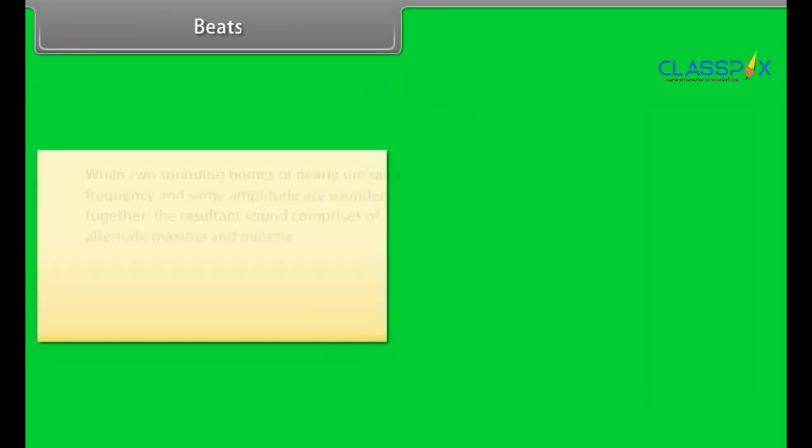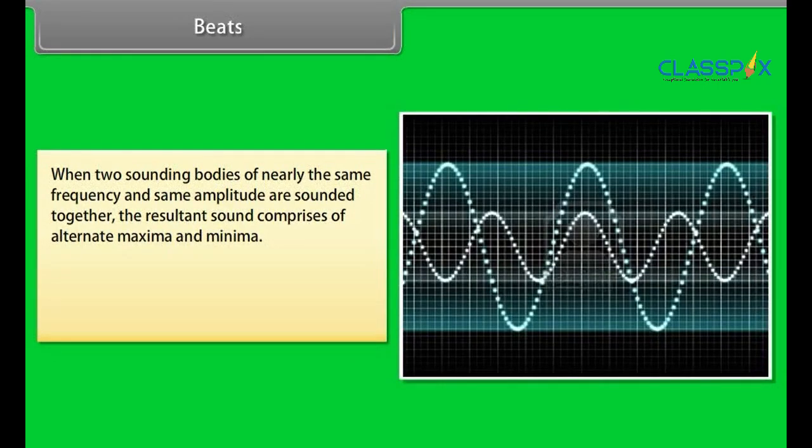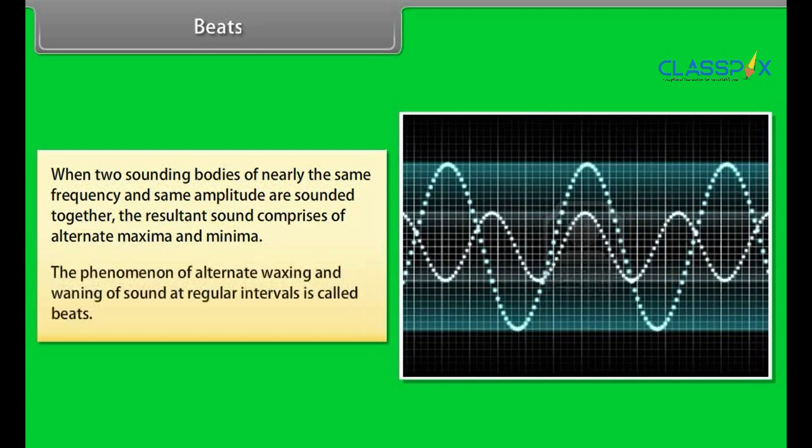Beats. When two sounding bodies of nearly the same frequency and same amplitude are sounded together, the resultant sound comprises alternate maxima and minima. The phenomenon of alternate waxing and waning of sound at regular intervals is called beats.